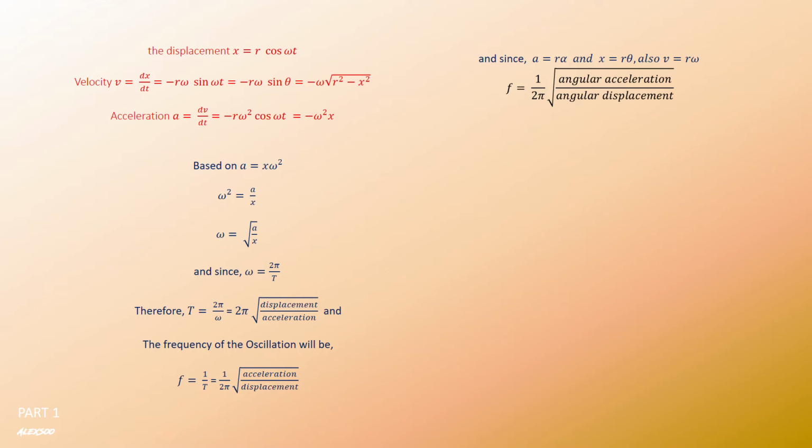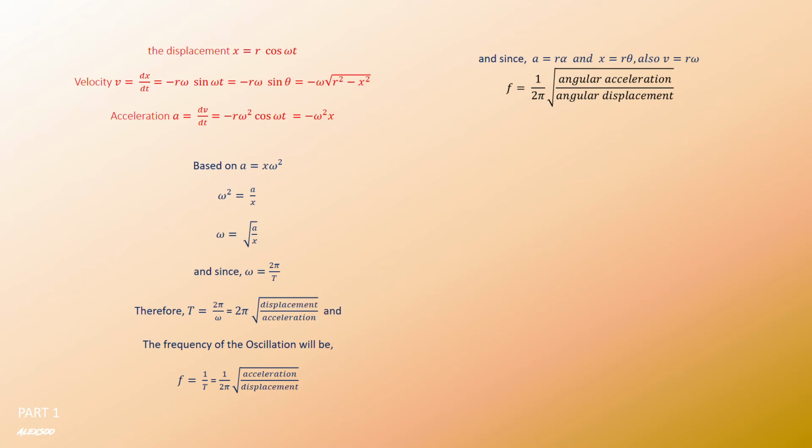Now for the acceleration a, you differentiate the velocity with respect to time once more. So you get negative r omega squared cos omega t, where omega t equals theta. So you have r cos theta equals x. That is why you have omega squared x, where x is the displacement and omega is the circular frequency. Based on that, you can manipulate it and get circular frequency equals the square root of acceleration over displacement. And since circular frequency equals 2 pi over periodic time T, you can write that T, the periodic time, equals 2 pi times the square root of displacement over acceleration, or simply the frequency you can take as 1 over periodic time.